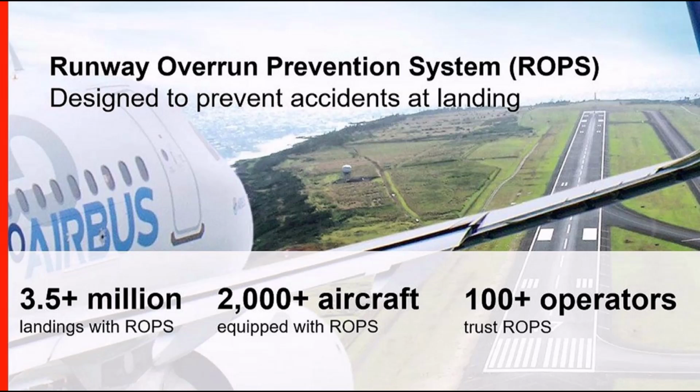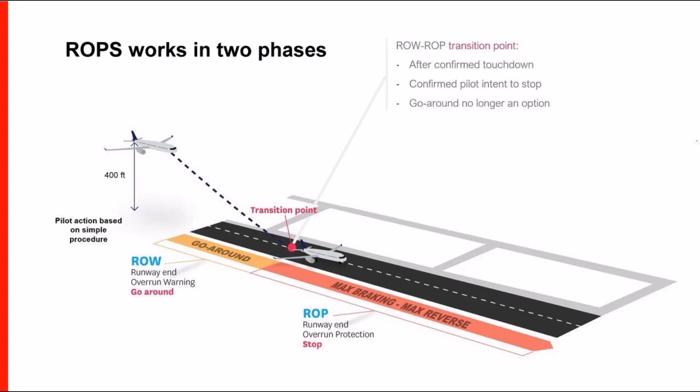In this video we are going to take a quick look at the Runway Overflow Prevention System, ROPS. This system is designed to alert the flight crew in the event of a possible runway overrun situation. ROPS is made up of two functions.